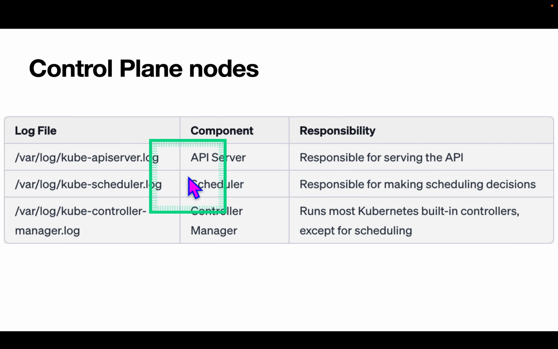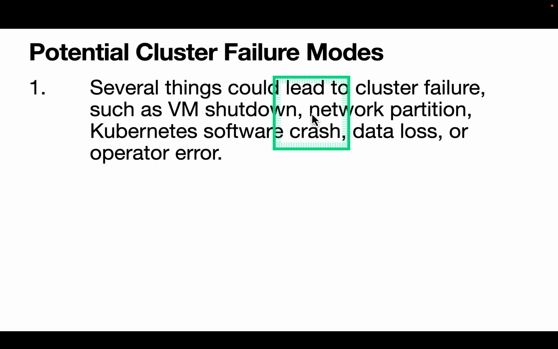Okay, potential cluster failure modes. A variety of issues can cause cluster failures, including virtual machine shutdown, network partition within the cluster or between the cluster and users, crashes in the Kubernetes software, data loss or unavailability of persistent storage, and operator errors.